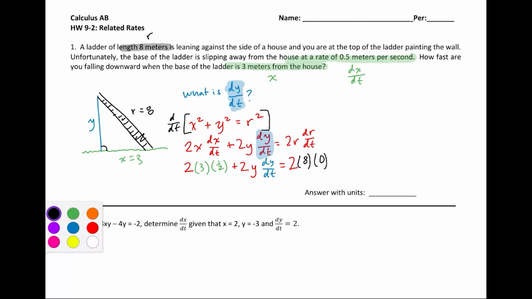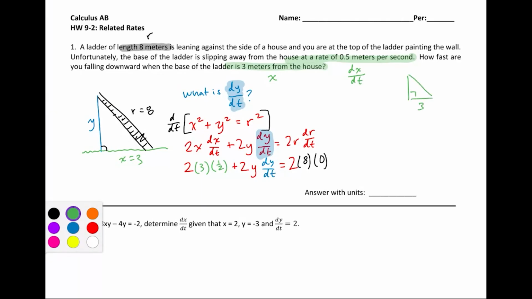So notice that we've got everything plugged in here, and there's really just one variable that we're missing, and that's y. But we can actually find y by going back to the Pythagorean theorem. Notice we've got a right triangle here with a leg length of 3, a missing leg length, and a hypotenuse of 8. So I'm just going to resketch that over here.